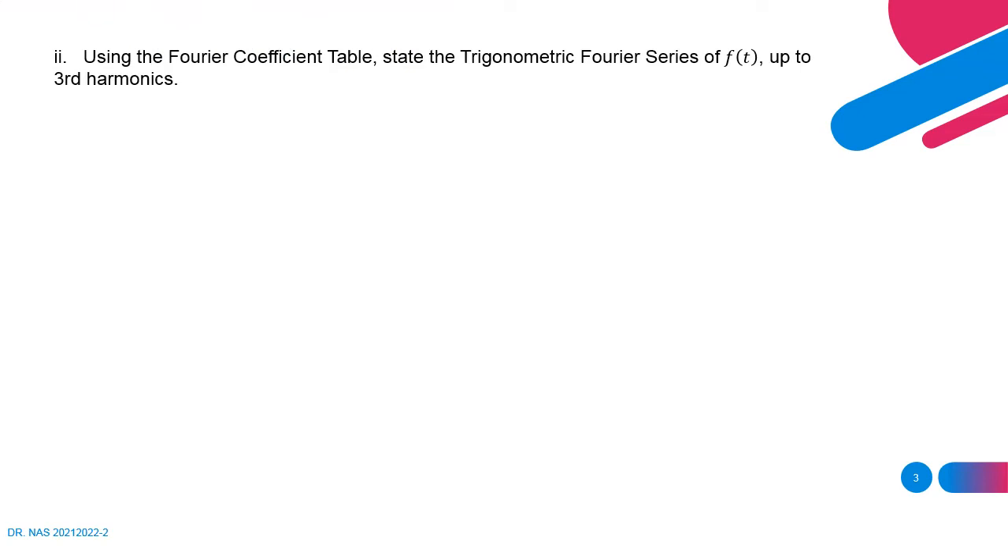In the second question, you need to use the Fourier coefficients table to express the trigonometric Fourier series of f(t) for up to third harmonics. When you notice third harmonic, your n should vary from positive and negative 1, positive and negative 2, and positive and negative 3. Also when n equal to 0, representing your C0.